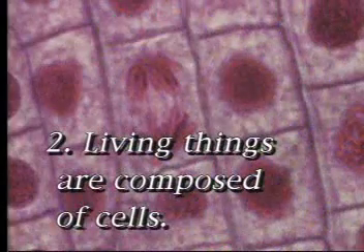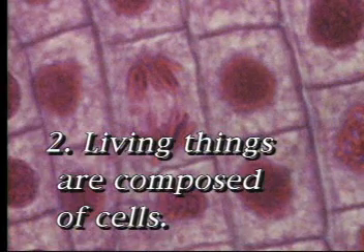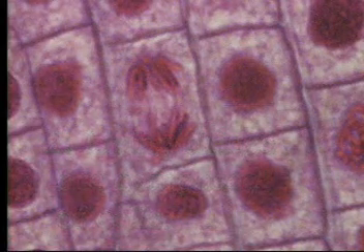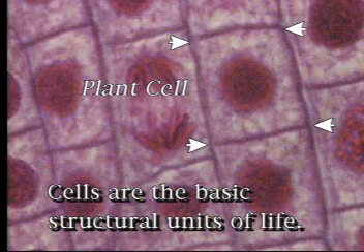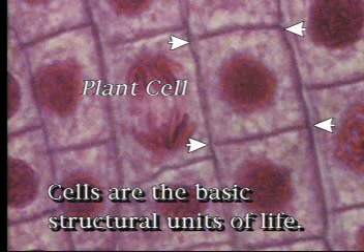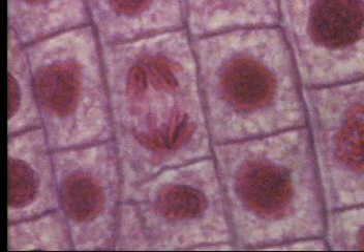The second characteristic of life is that all living things are composed of cells. Cells are the basic structural units, or building blocks, of life. Most, such as the box-like plant cells seen here, require a microscope to see.